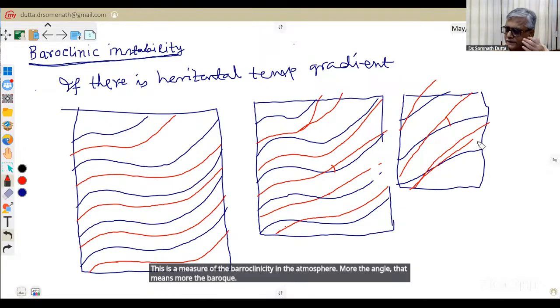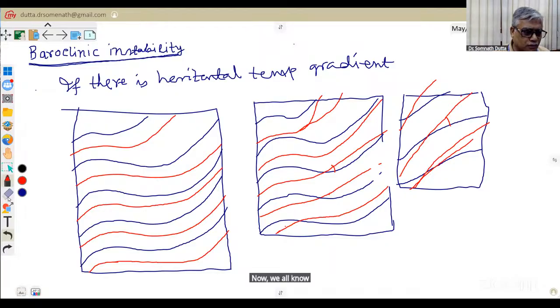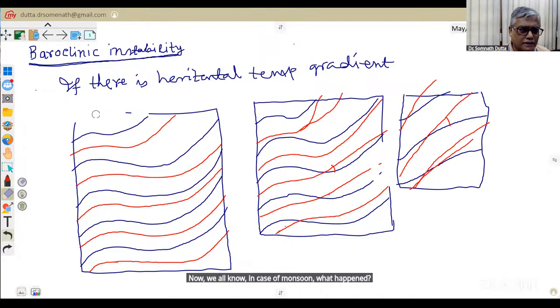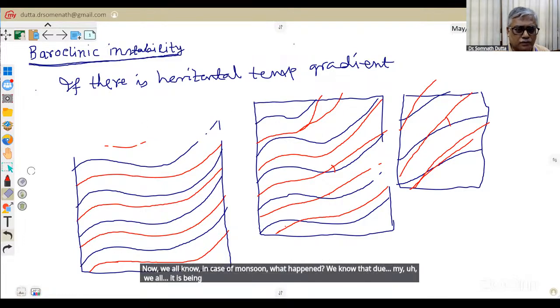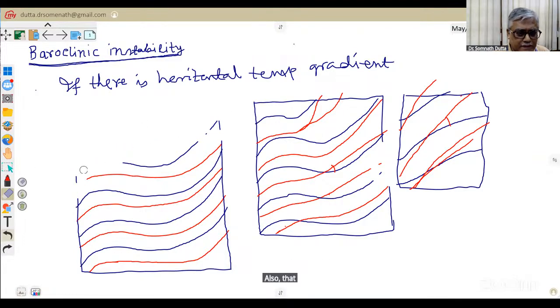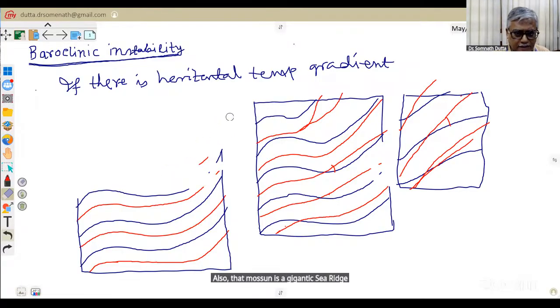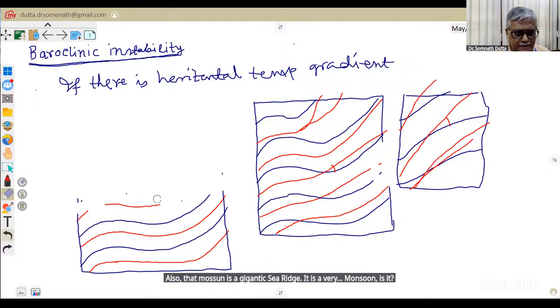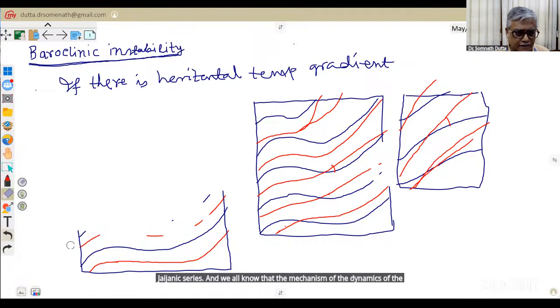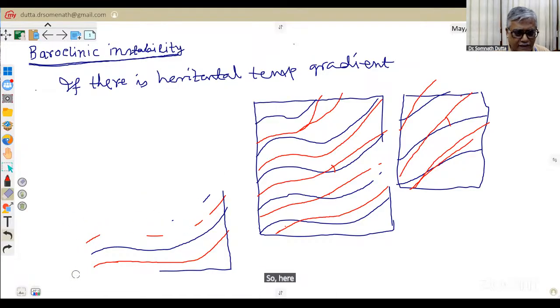Now, we all know in the case of monsoon, what happened? It is said that monsoon is a gigantic sea breeze. There is a saying: monsoon is a gigantic sea breeze. And we all know the mechanism, or dynamics, of the sea breeze. So here also the same thing happens.